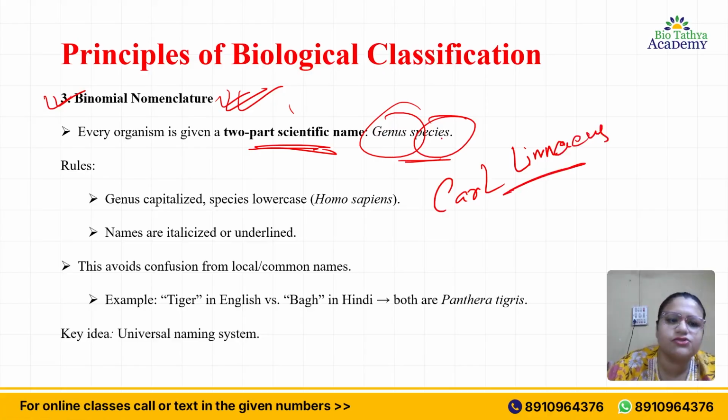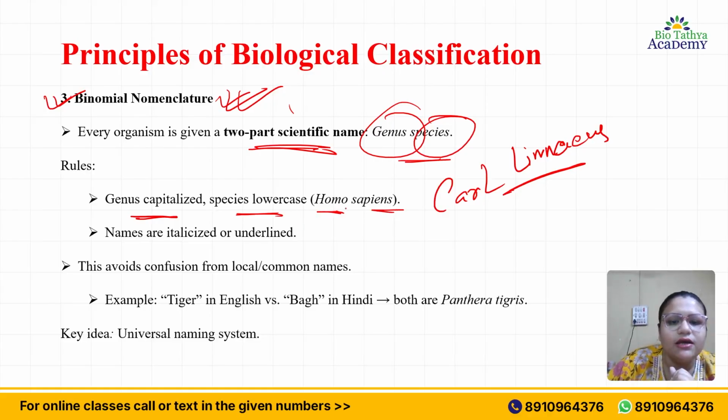Please ignore if the spelling is wrong. Basically Carl Linnaeus was behind founding this binomial nomenclature classification system. So we will also talk about that in our upcoming slides. So every organism has a two-part scientific name. Okay, so genus is basically the capitalized version and species is the lowercase. So Homo is the genus and sapiens is the species.